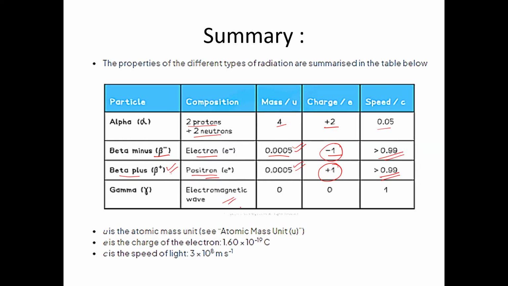Gamma particles are electromagnetic waves. They have no mass, they have no charge, and their speed is the same as the speed of light. So they move with the speed of light the way they have been moving.